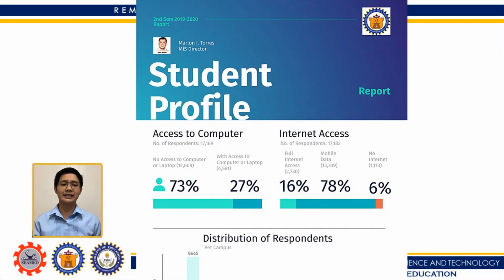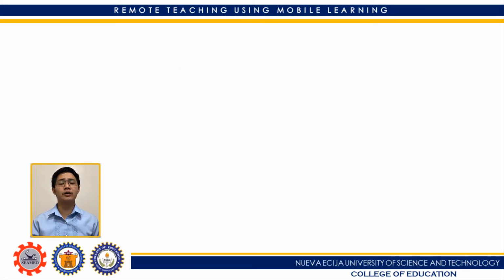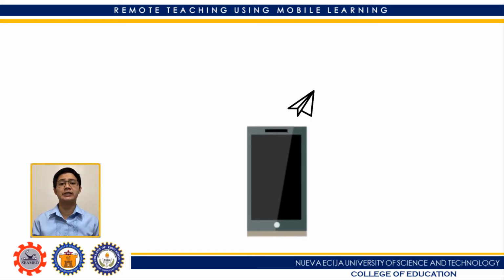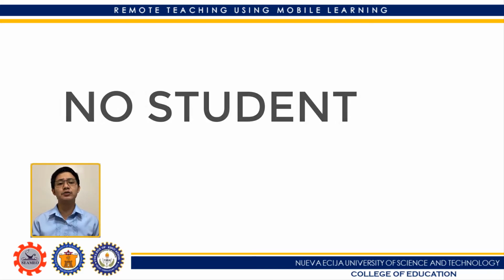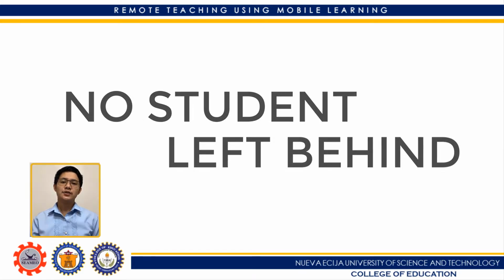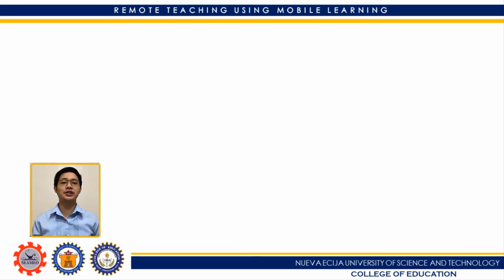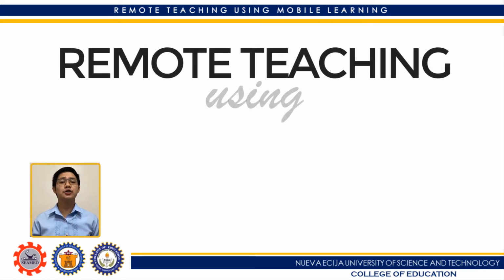Based on this data, we can conclude that mobile or smartphones are the most accessible way to reach out and teach our students during this pandemic. To do that, we can communicate with our students through SMS or text messaging. Of course, that includes the 6% with no internet access. Here at NEUST, we believe that there should be no student left behind. So let us now proceed with my demonstration teaching on how we can deliver remote teaching using mobile learning.